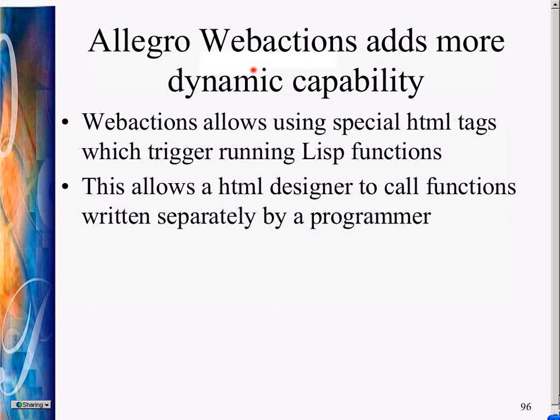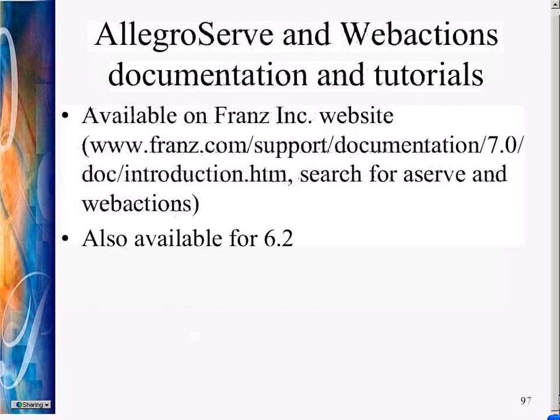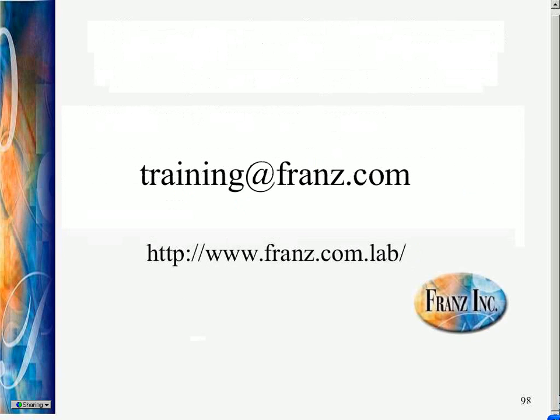We have a particular addition to that called Web Actions, which adds more dynamic capabilities. All of this is available for 7.0, and also for 6.2. Here's where the documentation is: you just go to the main documentation page, which is called Introduction, search for AServe and Web Actions, and you can look at the documentation.